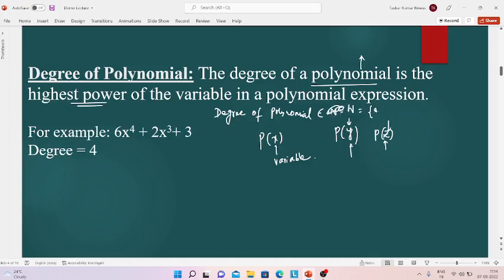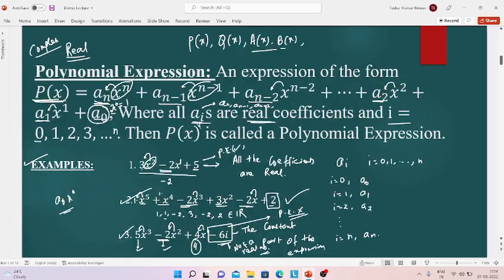So what is a whole number? 0, 1, 2, 3, and so on. So the degree may be 0, maybe 1, maybe 2, maybe 3, right? So from the previous slide we can say that these n minus 1, n minus 2 actually go from 0 up to n, right?